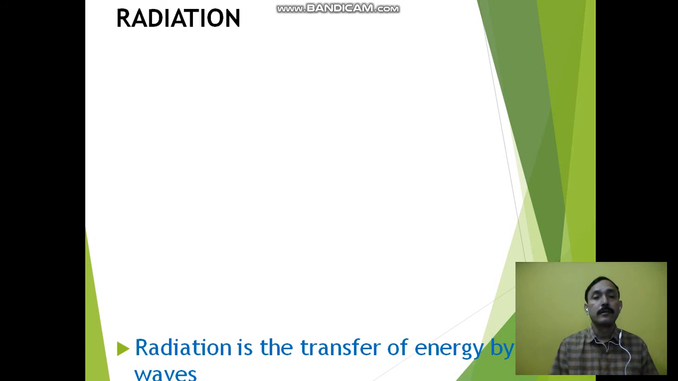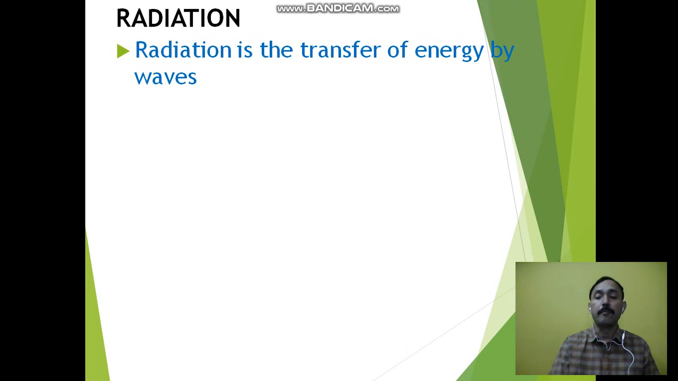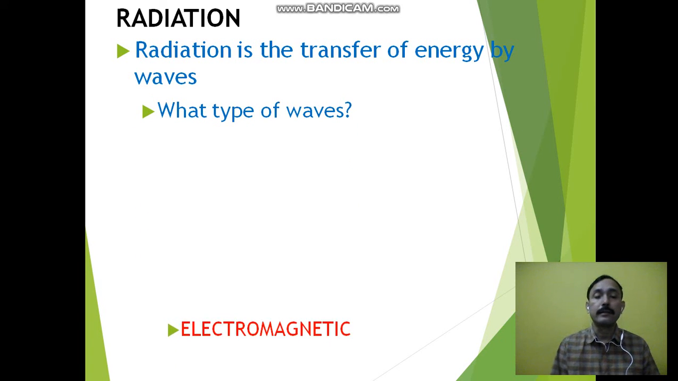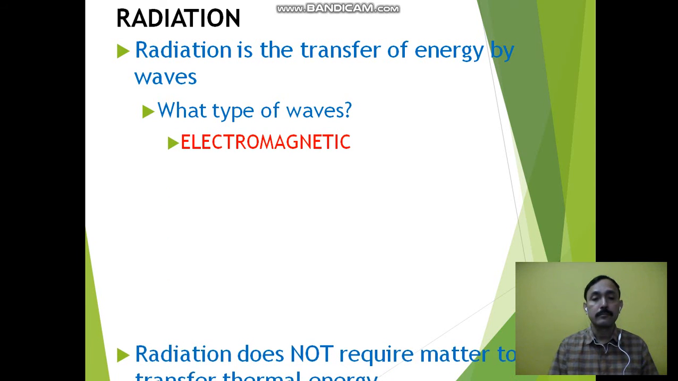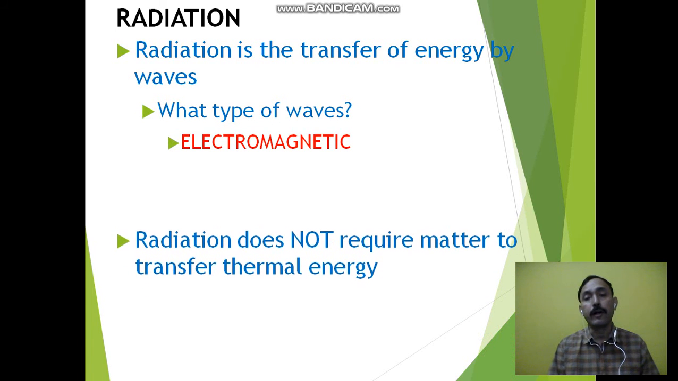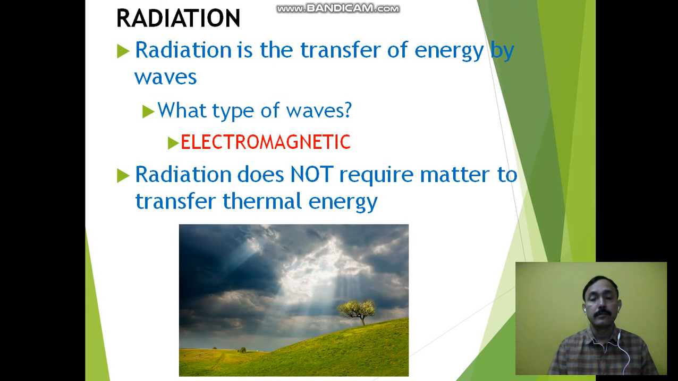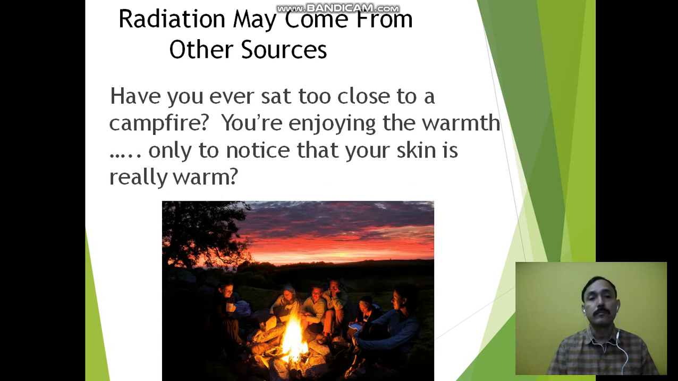Radiation. Radiation is the transfer of energy by waves. Its type is electromagnetic in nature. Radiation does not require matter to transfer thermal energy. The light coming from the sun to the earth, which I have already discussed, is an example of radiation. Radiation may come from other sources also.